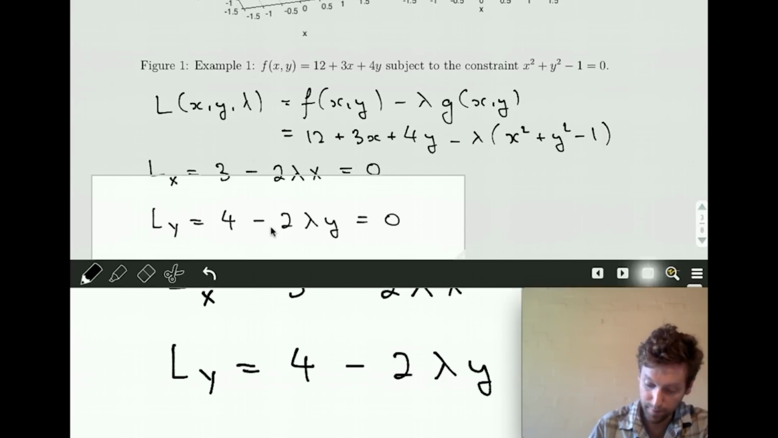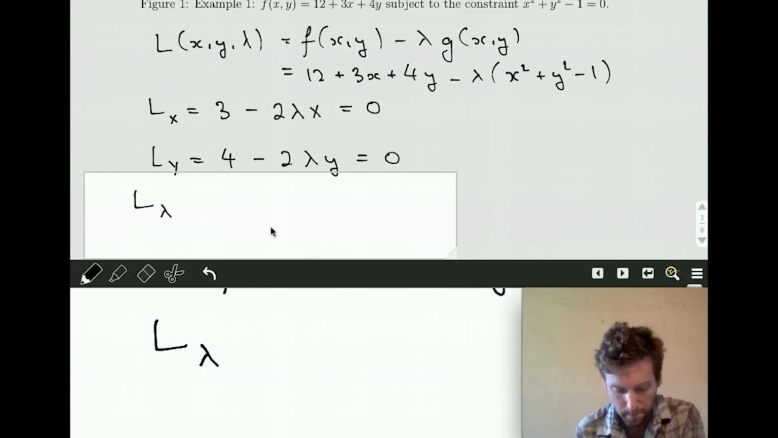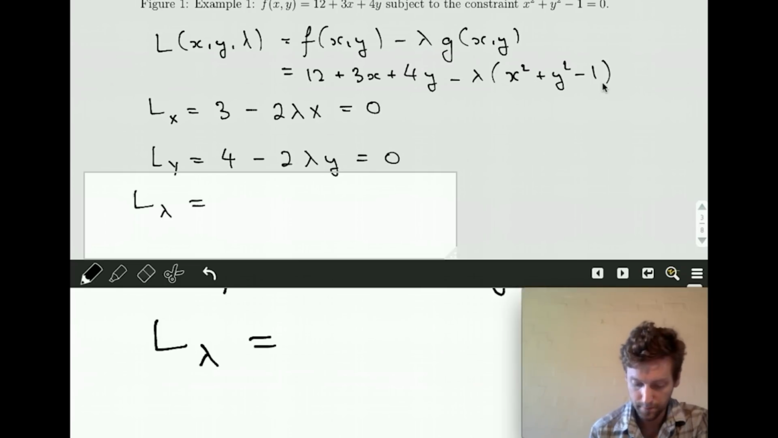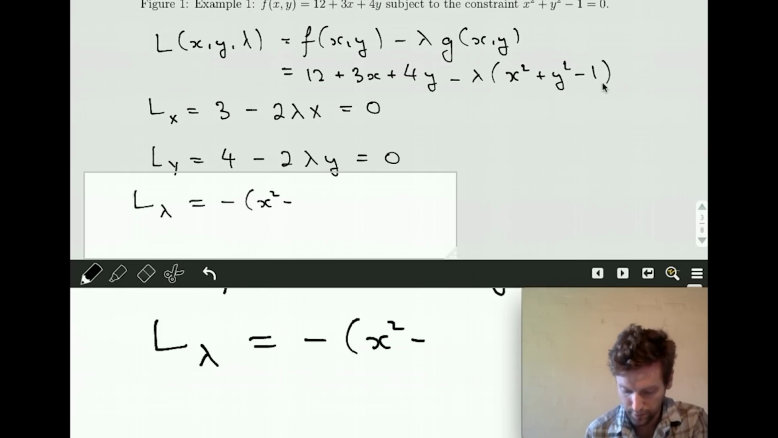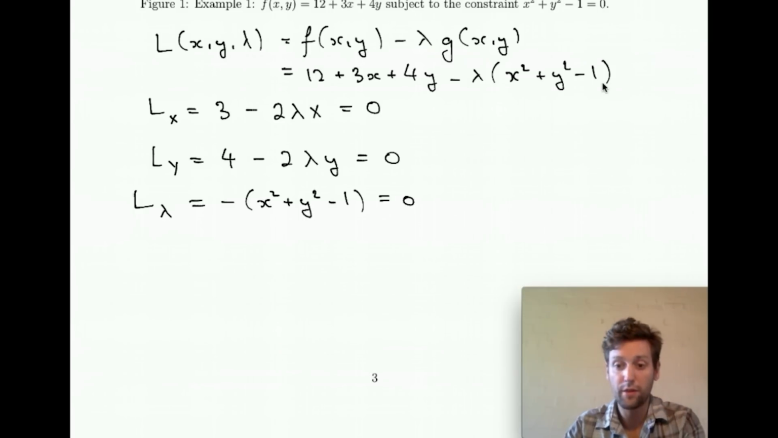And the last expression is going to be given by L subscript lambda, so the partial derivative of L with respect to lambda is equal to, well, you notice that my function L only involves lambda here, so when I take the partial derivative, I'm going to get minus x squared plus y squared minus 1, and that's all equal to 0. So these are my 3 equations for 3 unknowns. I'm going to solve these for x, y, and lambda.